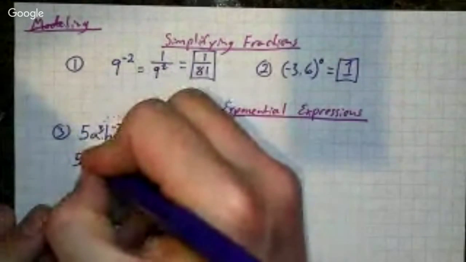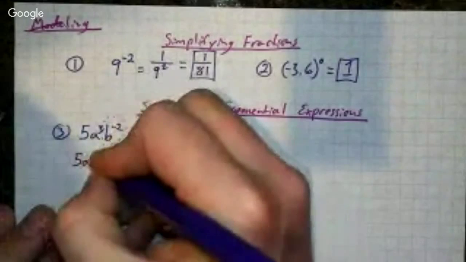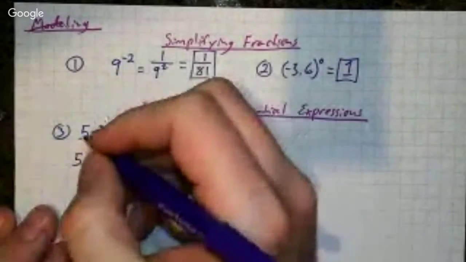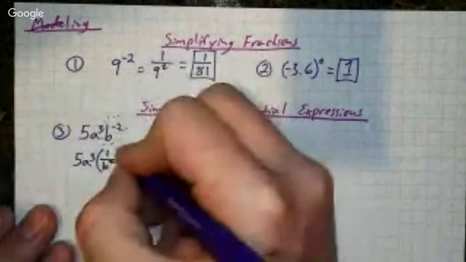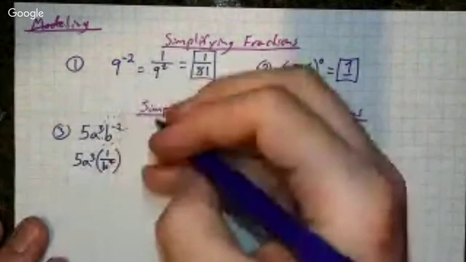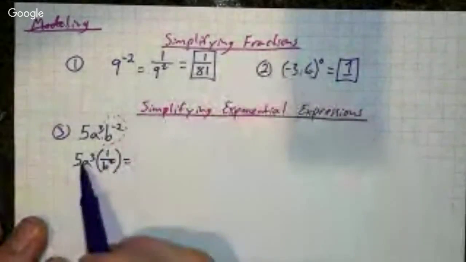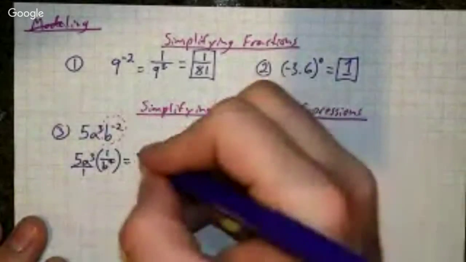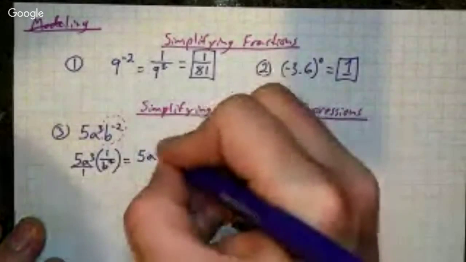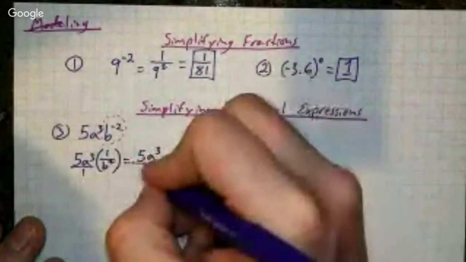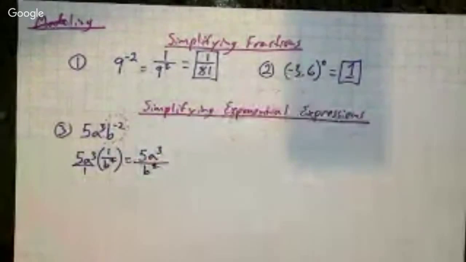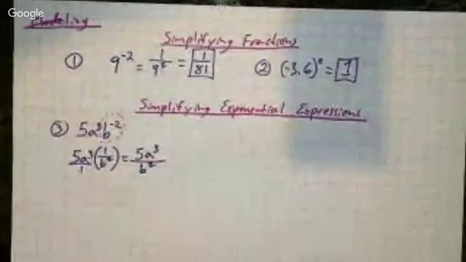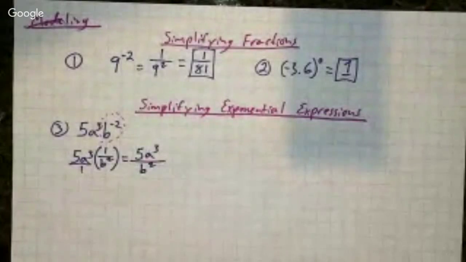5 times 1 over b squared equals, now we can put this on the top, and we can say 5a to the power of 3 over b to the power of 2. And that would be our simplified exponential expression.